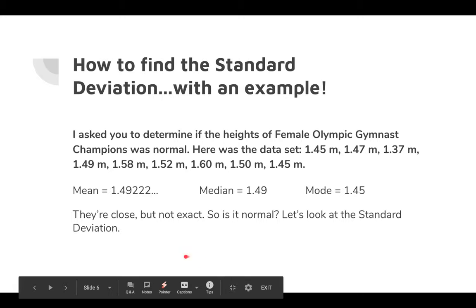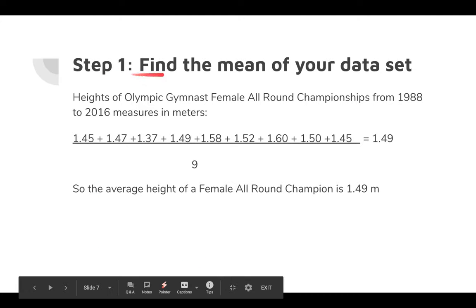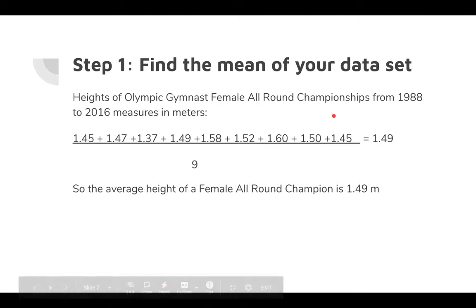So the first step is to find the mean of all of the data. To find the mean, you add up all the numbers and divide by the number of numbers. So our mean is 1.49.